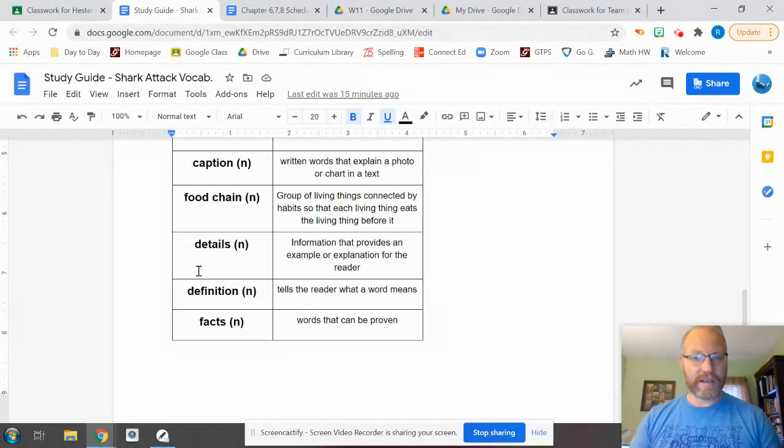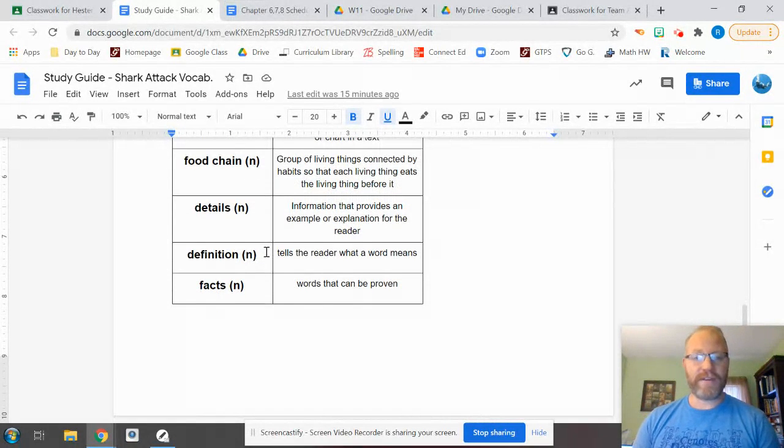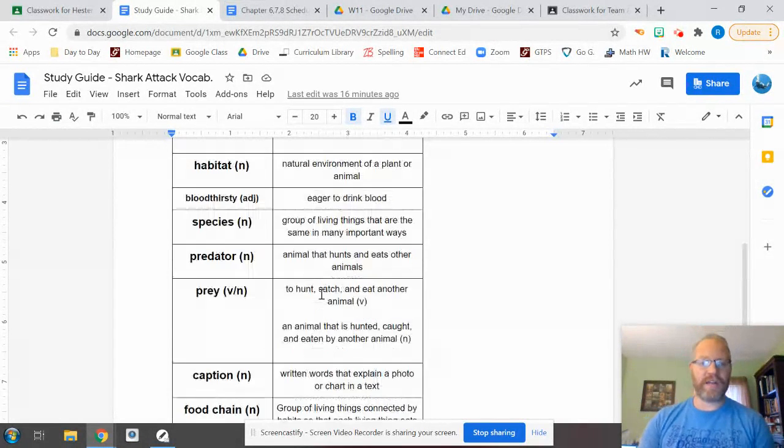Next, you have details. Details are information that provides an example or explanation for the reader. Anytime we were writing our summary, we had to find key details that supported what we said. So the details came directly from the book. Next, we have definition. Definition tells the reader what a word means, and we found those in the glossary. And then facts. Facts are words that can be proven. So not opinions, like things that you feel or think, but facts, things that you can show evidence for and prove. So those are our words that you're studying for today.